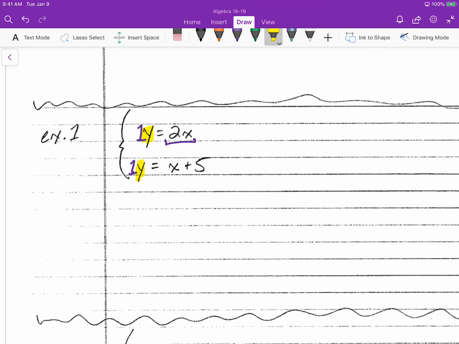So if y and x, if these two are equal to each other, you could swap them, you could change their order, it doesn't matter. I could write 2x equals 1y. It doesn't matter how I write it, but the idea here is that if they are equal, they are the same.